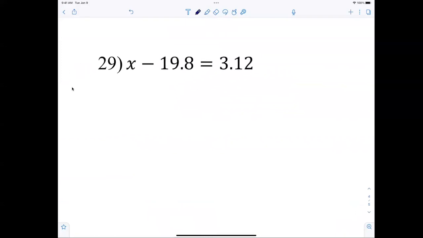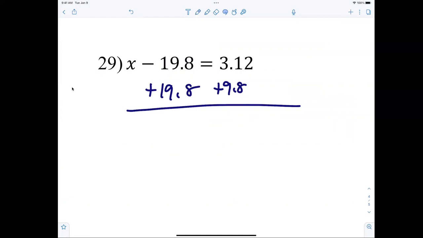Explain something. No, it's x minus 19.8. How do I get rid of negative 19.8? Add 19.8. Mental math for me. 19.8 plus 3.12. What is that? Quickly.